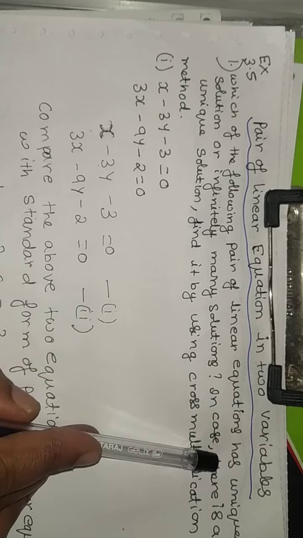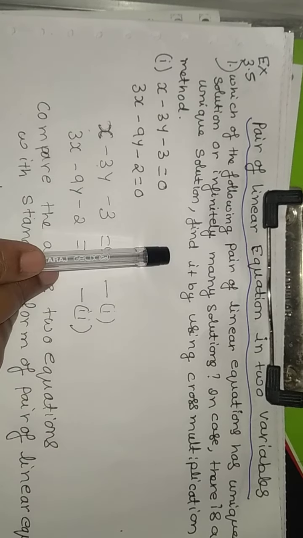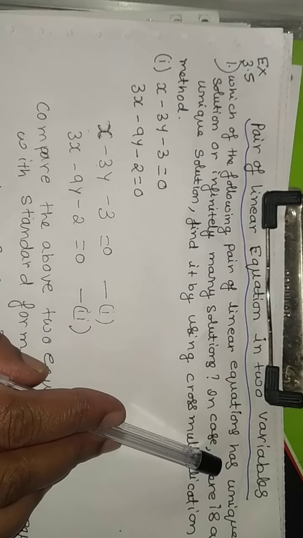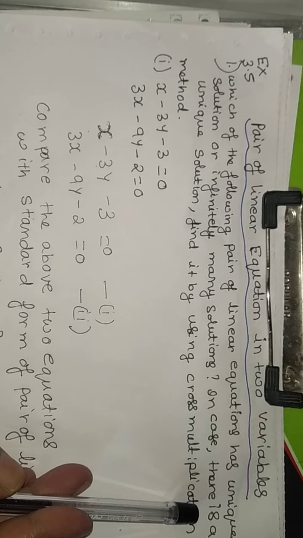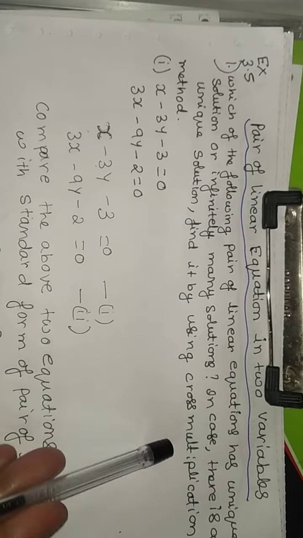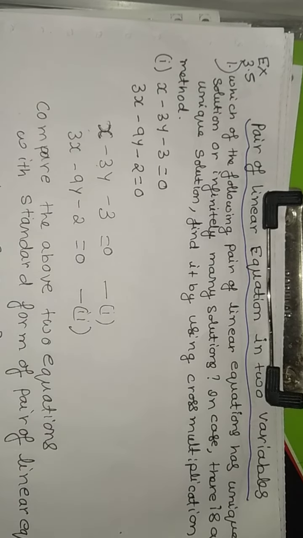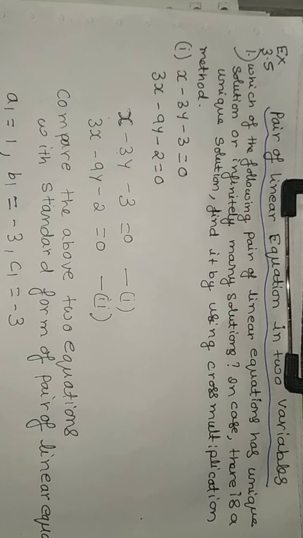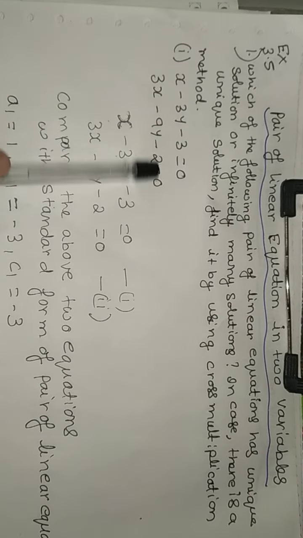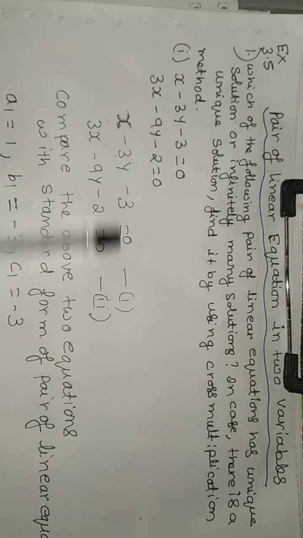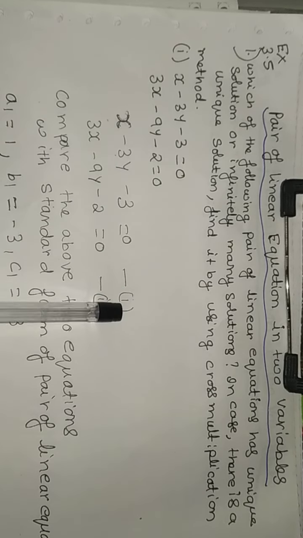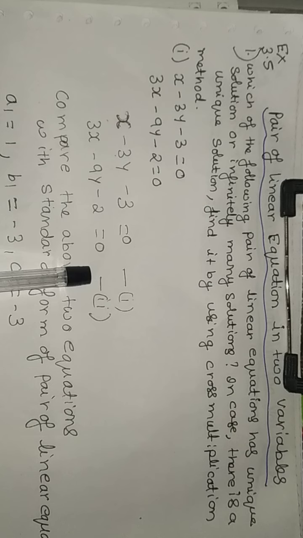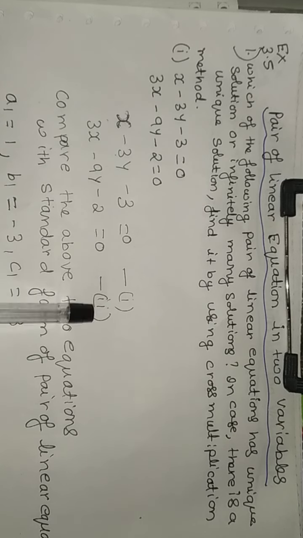So we have the pair of linear equations given. We may get a unique solution or infinitely many solutions. In case of a unique solution, we have to find it by using the cross multiplication method. So this is the problem. The first problem here: the equations are given. The first step is to write down the numbers for the equations. Take the first equation and give it number 1, and the second equation as 2.